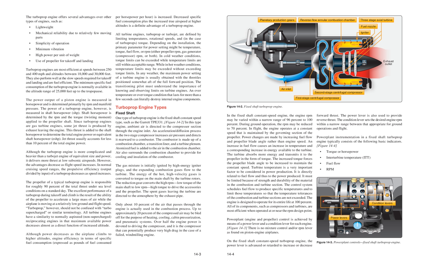In cold weather conditions, torque limits can be exceeded while temperature limits are still within acceptable range. While in hot weather conditions, temperature limits may be exceeded without exceeding torque limits. In any weather, the maximum power setting of a turbine engine is usually obtained with the throttle's position somewhat aft of the full forward position.